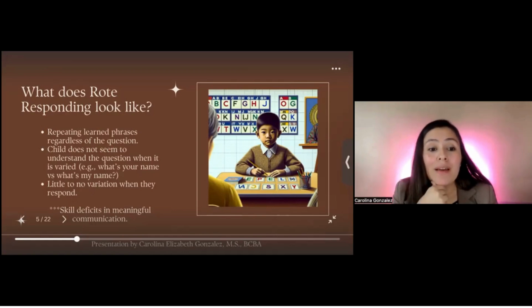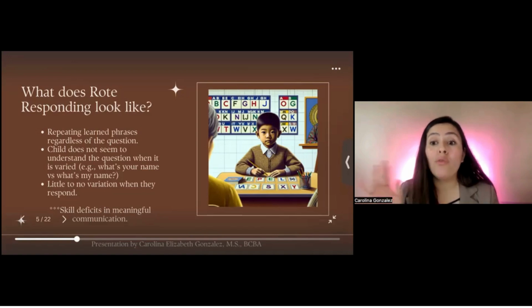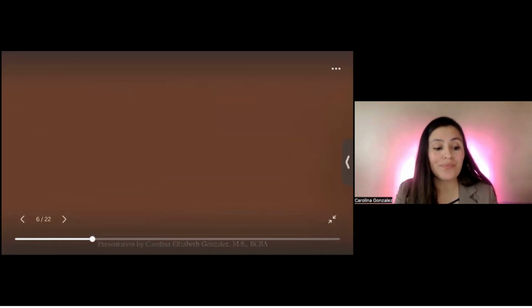I have. Okay. So essentially, rote responding is a skill deficit with having meaningful communication. Okay. They're missing key elements, not just slowing down, but key elements in the question or in a sentence, and they're not answering appropriately. Okay. This could be because they're not understanding the overall concepts. Okay. So let's get to other examples.